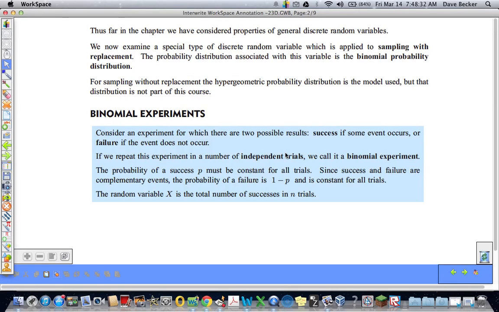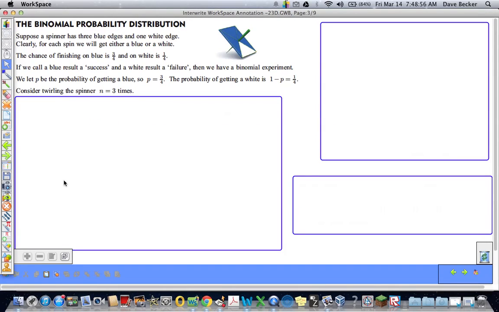And if our only probability of a success is yes or no, then they're complementary events. So if the probability of a success is p, then the probability of failure is 1 minus p. And as always, the random variable capital X is the total number of successes in n trials. So X represents the different numbers of successes.